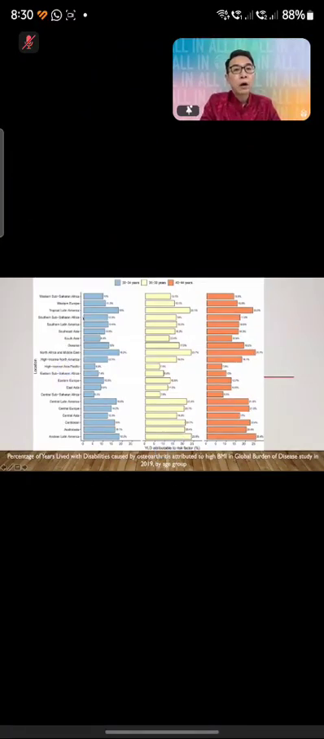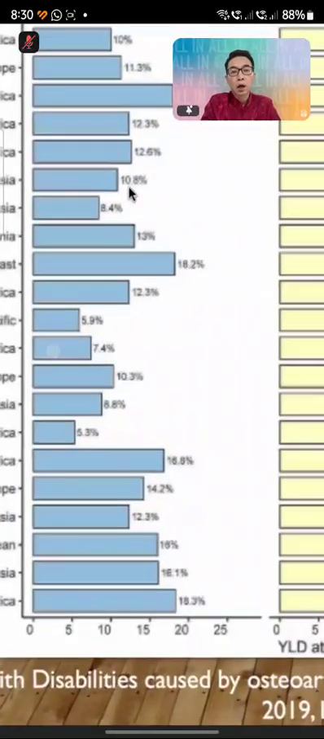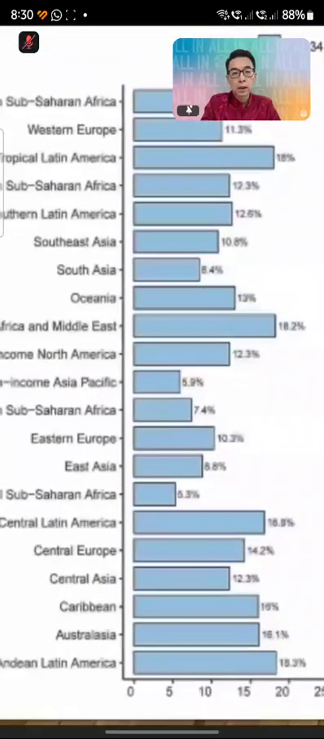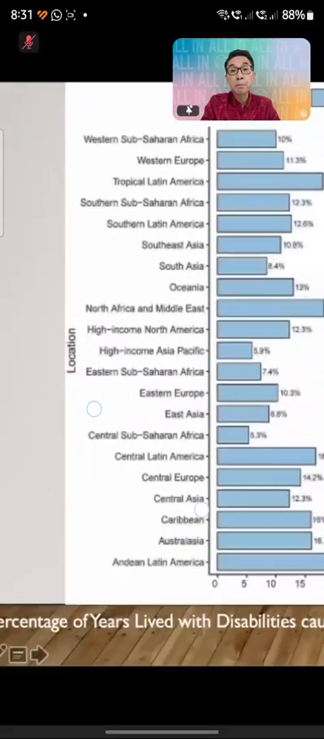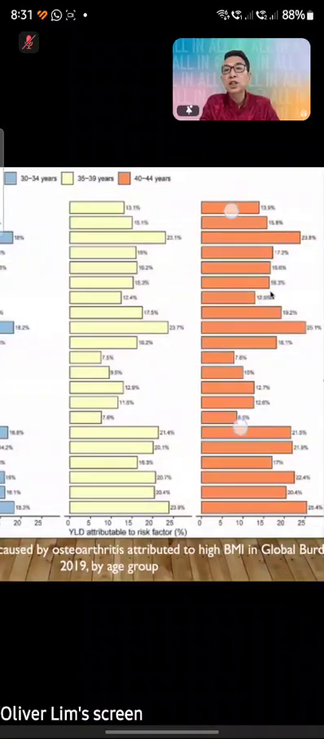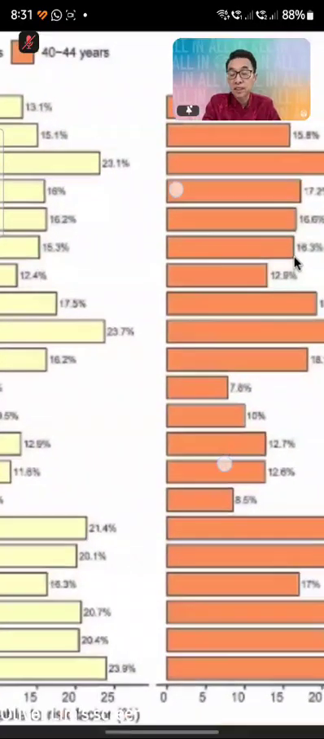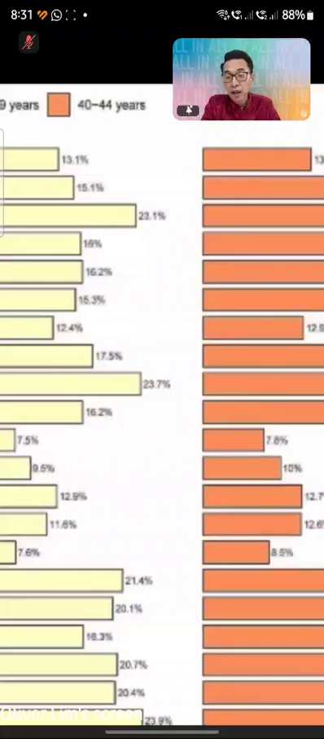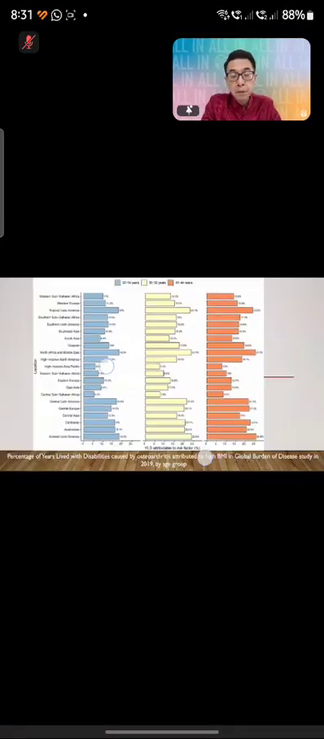Let's take a look at ourselves. We are called Southeast Asia. 10.8% of osteoarthritis caused by BMI is for young people. For the older folks, let's see, Southeast Asia is over 16%. Okay, so that's every 10 people, about 1 to 2 of them has an osteoarthritis issue because of weight. So that's quite a big number.